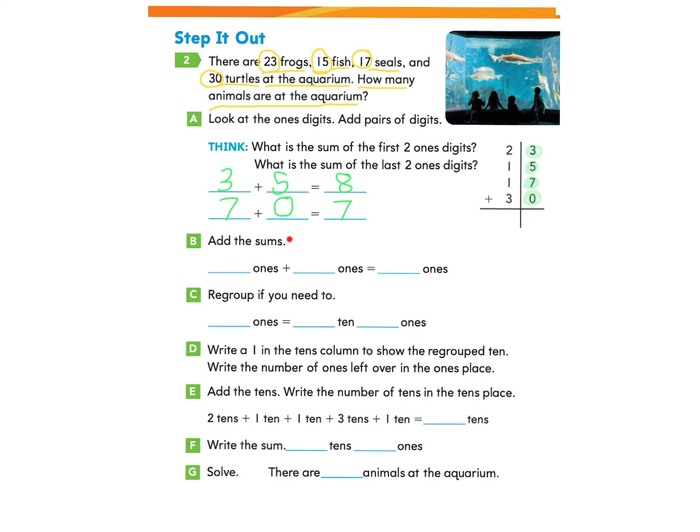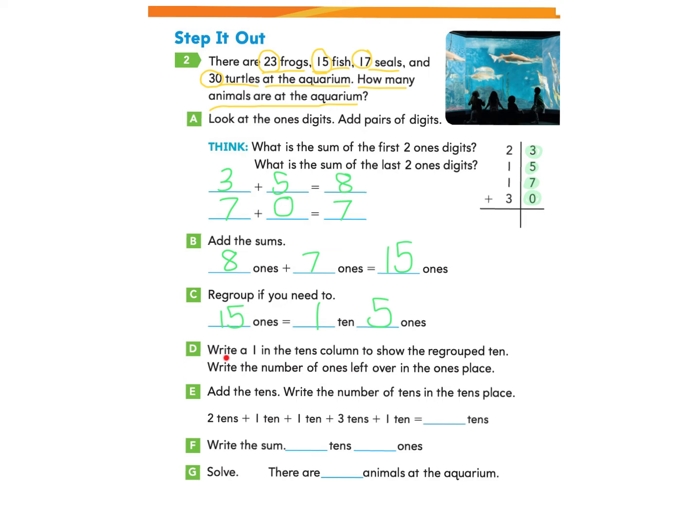Now we need to add the sums. So we have 8 and 7. So we need to add the 8 ones and the 7 ones. When we add 8 and 7, we get the answer 15. We look at 15 ones, and we know we need to regroup. So when we have 15 ones, we know that 15 ones makes one group of 10 and 5 ones.